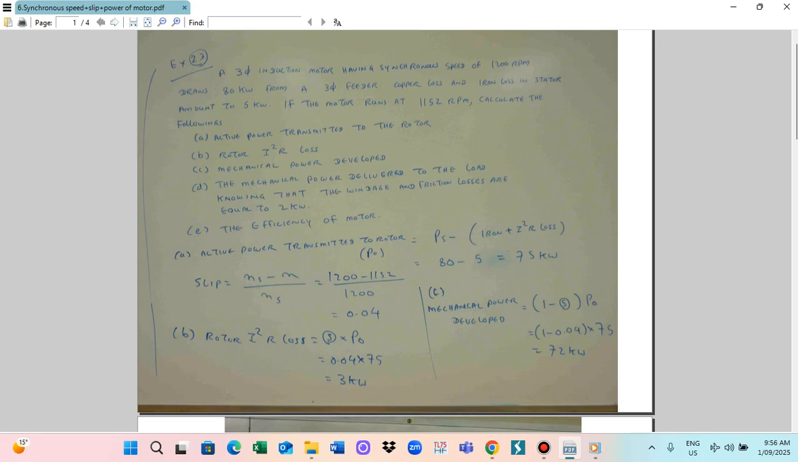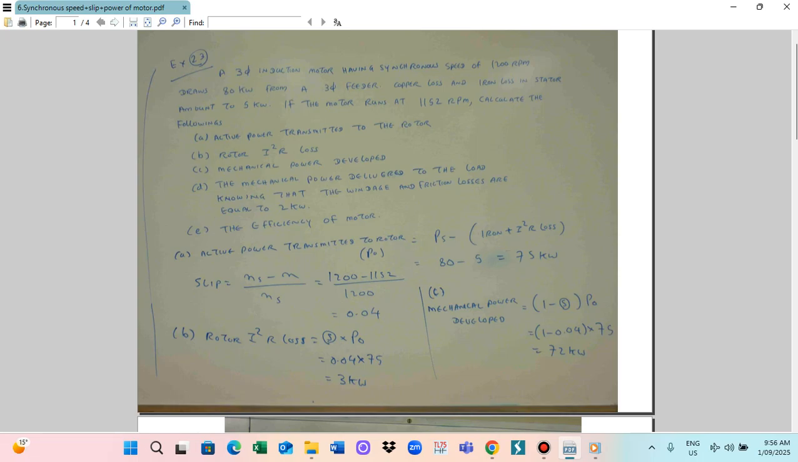Firstly, we calculate the active power transmitted to the rotor. The formula is PS minus the iron and copper loss. So this is the equation. A is the active power transmitted to the rotor. We can calculate this as P0, which is PS minus the iron plus I square R loss.